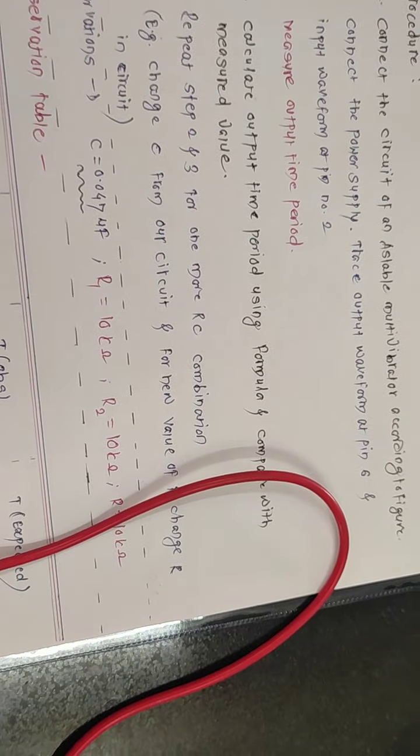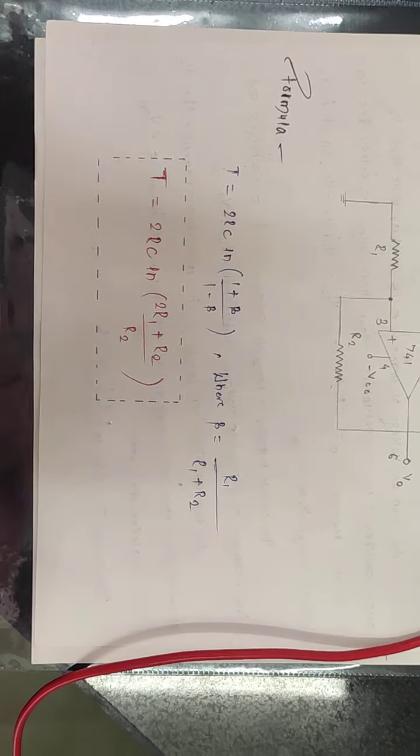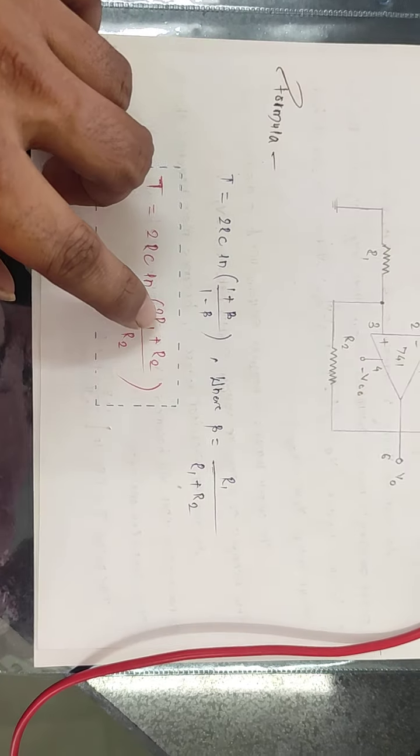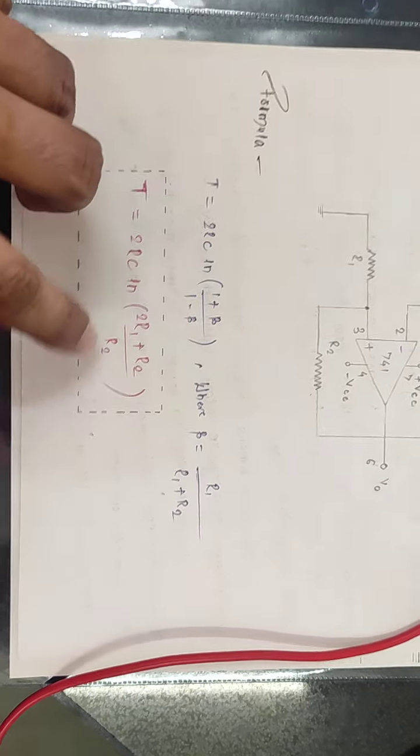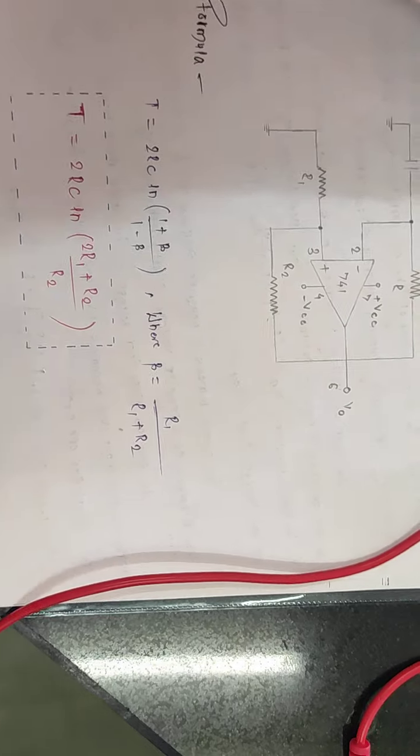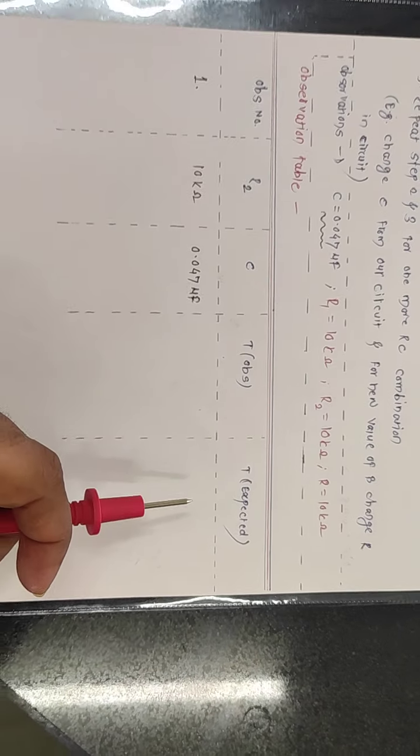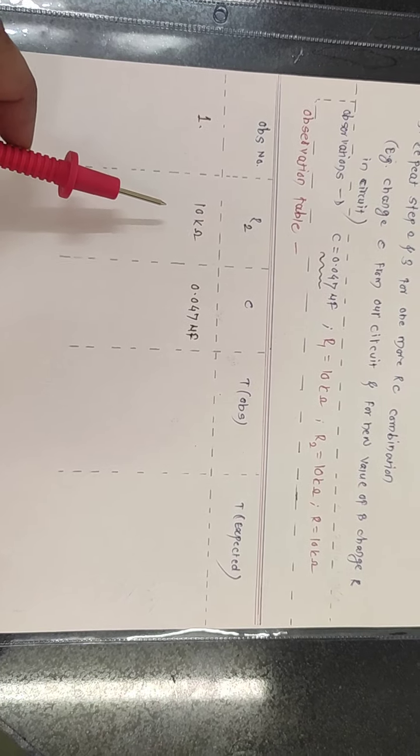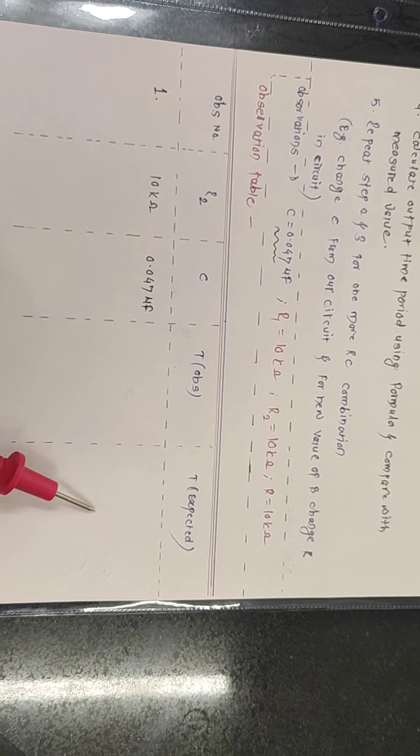Once we record this in T observed, we can compare that value with the value calculated from the formula. If I come back and show you, there is a formula at the bottom: T is equal to 2RC ln((2R1 + R2)/R2). If we solve this, we will get the expected value of the time period and record that value in the adjacent table, which is here. Accordingly, we will try different combinations of resistors and capacitors, observe the time period, and record the expected as well as the observed time period. So this is what we want to do.